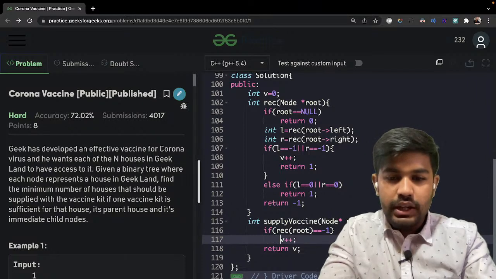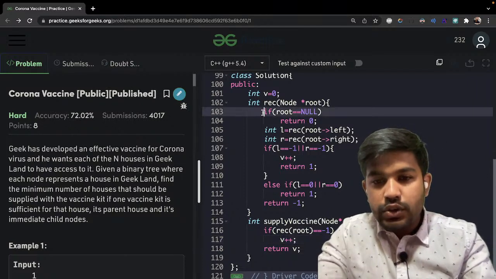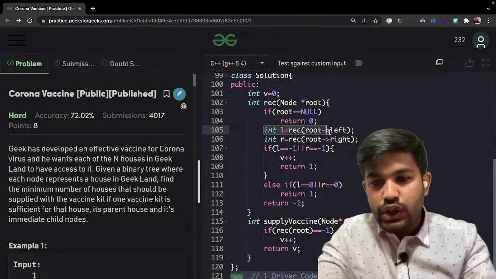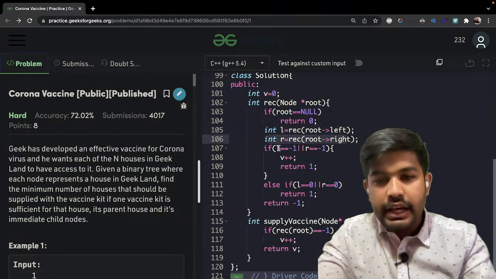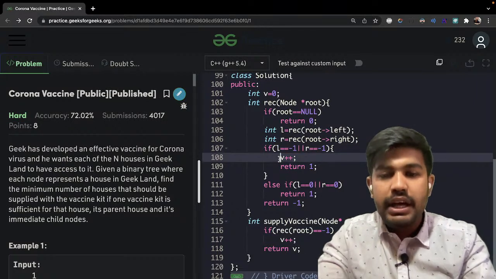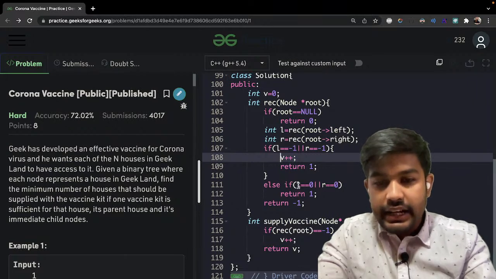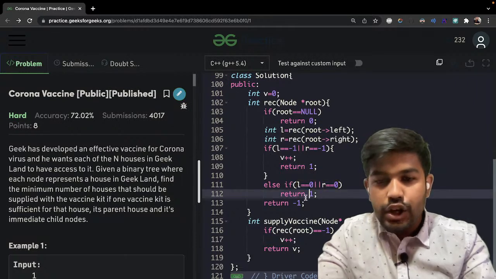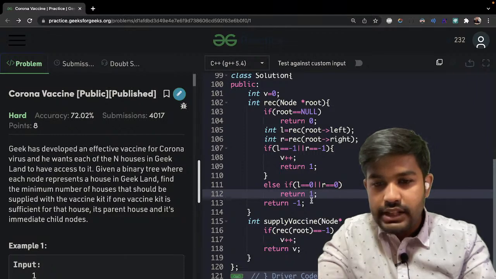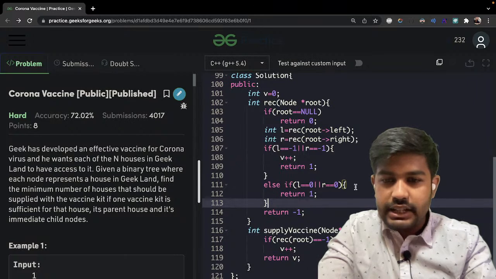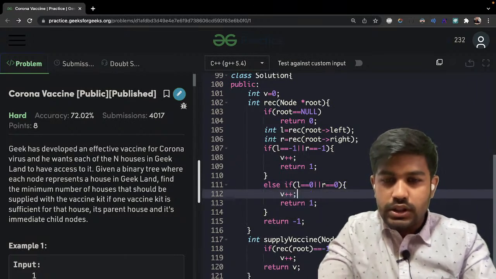Okay, so are we making any mistakes at any other point? If the root is null, we would be returning 0. We won't need any vaccine. Then we would go to root's left, then root's right. If any of them needs to be vaccinated, we would provide it, and we have the ability to vaccinate. Now the next condition is that they are done, but we need to vaccinate ourselves. So we are returning 1 in this scenario. I think we need to update this, since we are taking a vaccine at this point also, so this would also be v++.